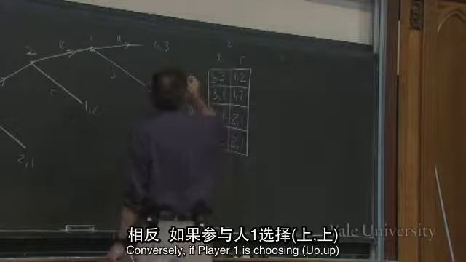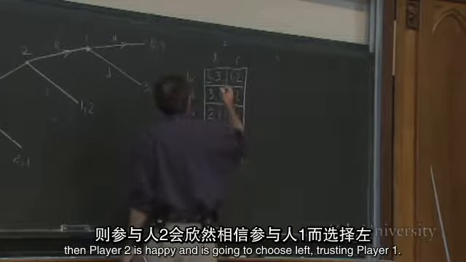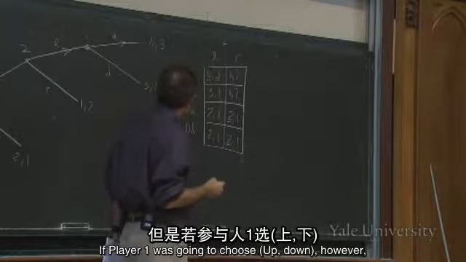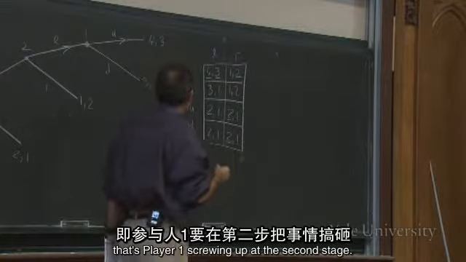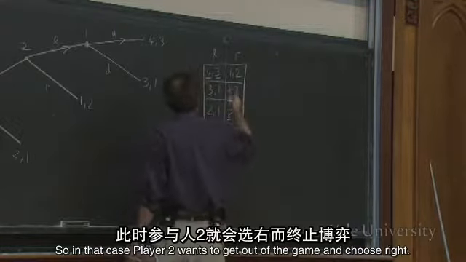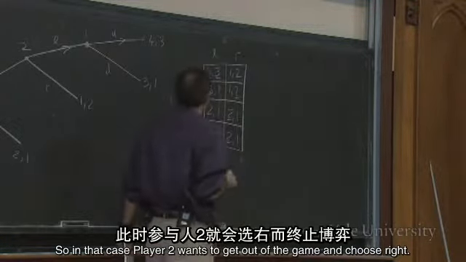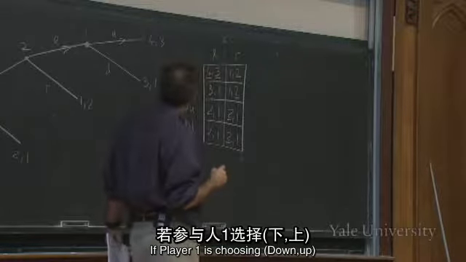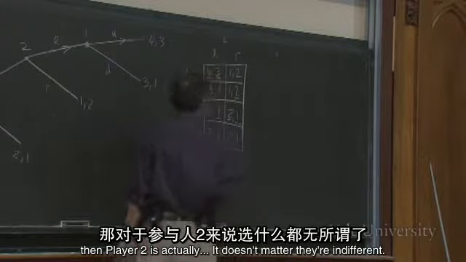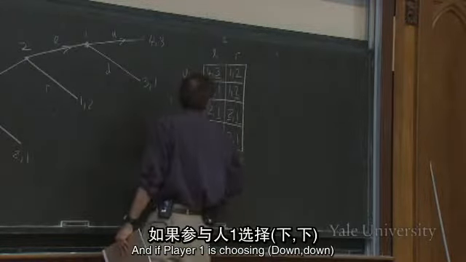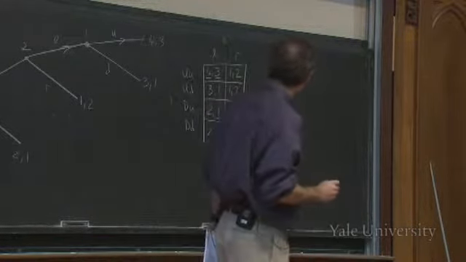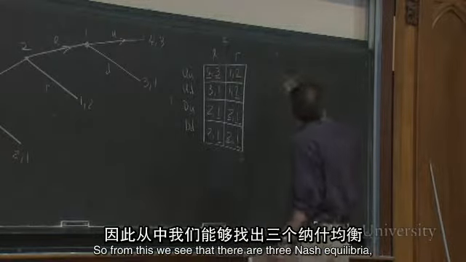Conversely, if player 1 is choosing up-up, then player 2 is happy and is going to choose left. It's trusting player 1. If player 1 was going to choose up-down, however, that's player 1 screwing up at the second stage, so in that case player 2 wants to get out of the game and choose right. If player 1 is choosing down-up, then player 2 is indifferent, and if player 1 is choosing down-down, then once again player 2 is indifferent, since they don't get to move at all. All right? So from this we see that there are 3 Nash equilibria.